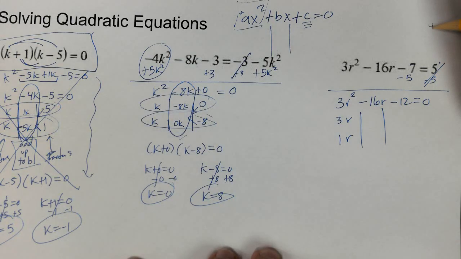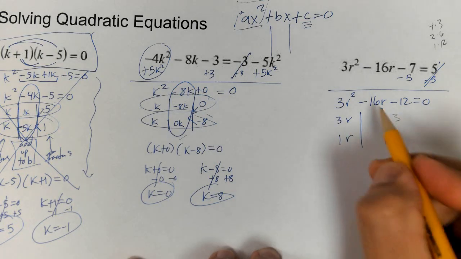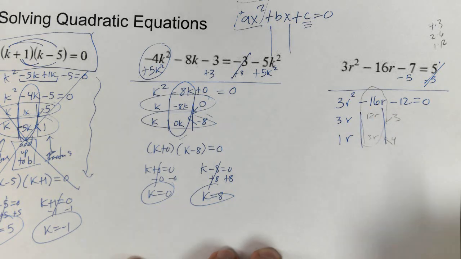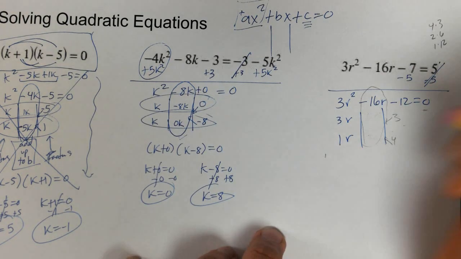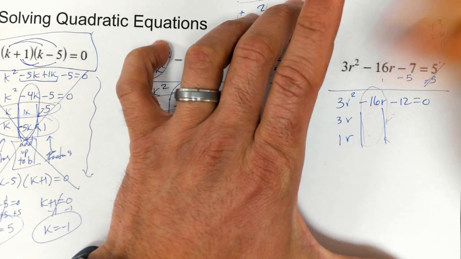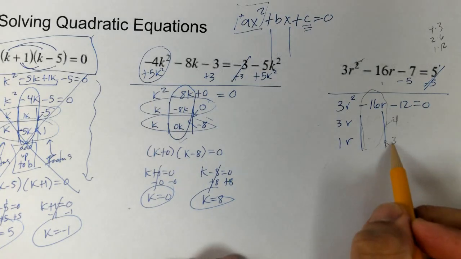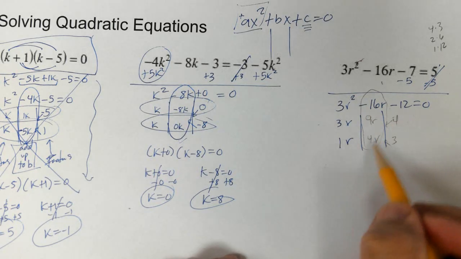12 can give me 4 times 3, 2 times 6, or 1 times 12. Which of those factors will I use? Well, let's try it out. If I do 4 times 3, when I cross multiply, 4 times 3 is 12, and 3 times r is 3r. Does that give me 16? No. Well, then that didn't work. Let's switch the values. Instead of 3 on top, let's put 4 on top. Why does this matter now? Well, now when I cross multiply, 3 times 3 gives me 9, and 4 times 1 is 4. That still doesn't give me 16.